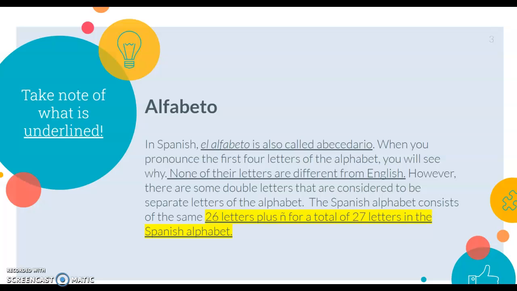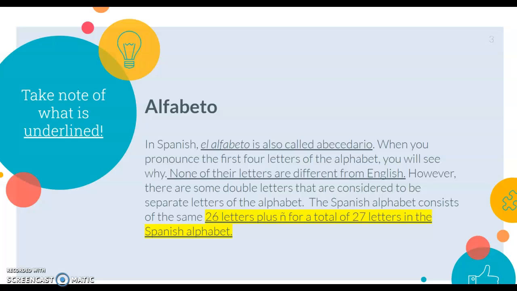We have el alfabeto. In Spanish, el alfabeto is also called abecedario. When you pronounce the first four letters of the alphabet, you will see why. If we say A, B, C, D, abecedario. That's why it's called abecedario as well. None of the letters are different from English. However, there are some double letters that are considered to be separate letters of the alphabet. The Spanish alphabet consists of the same 26 plus ñ for a total of 27 letters.